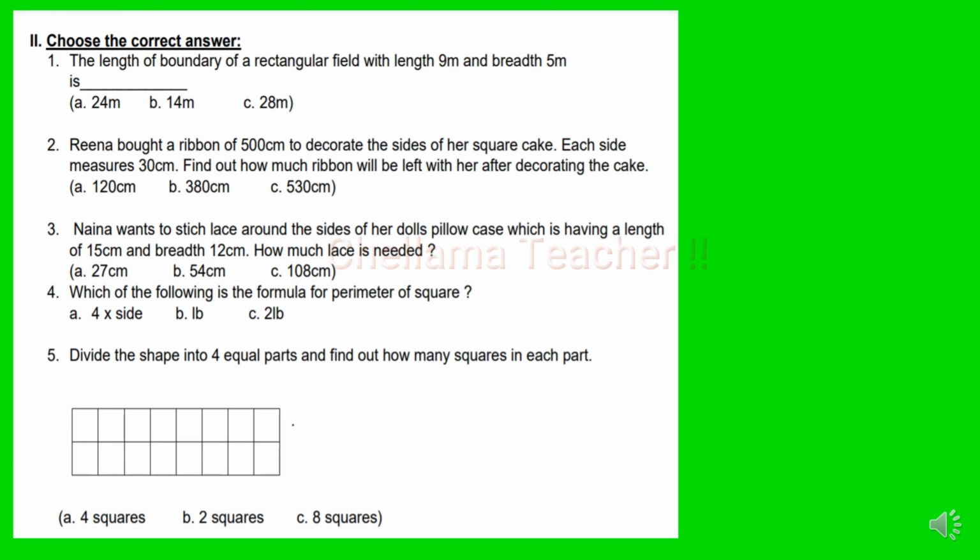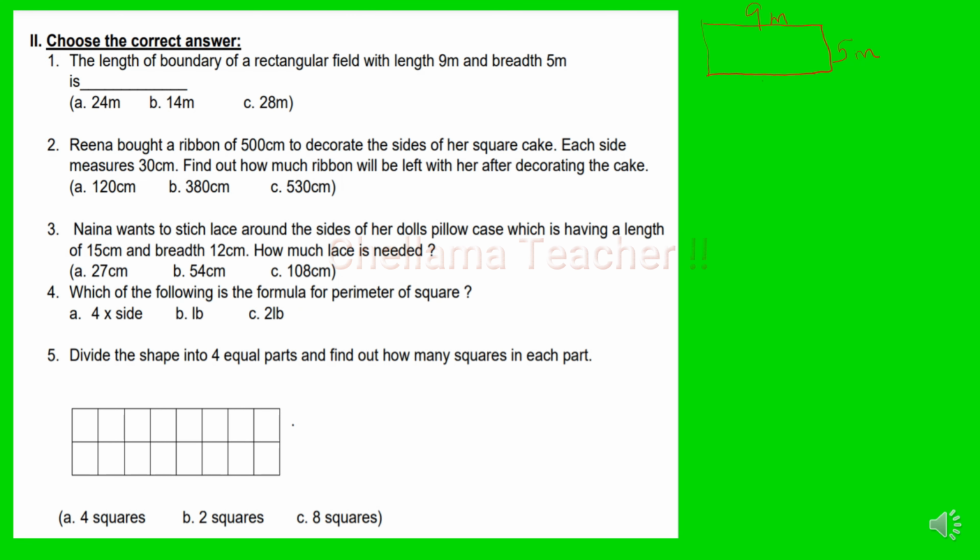Part 2. Choose the correct answer. Question 1. The length of the boundary of a rectangular field with length 9 meter and breadth 5 meter. Let us consider a rectangular field. Its length is 9 meter and its breadth is 5 meter. So here, the boundary of the rectangular field means the perimeter.